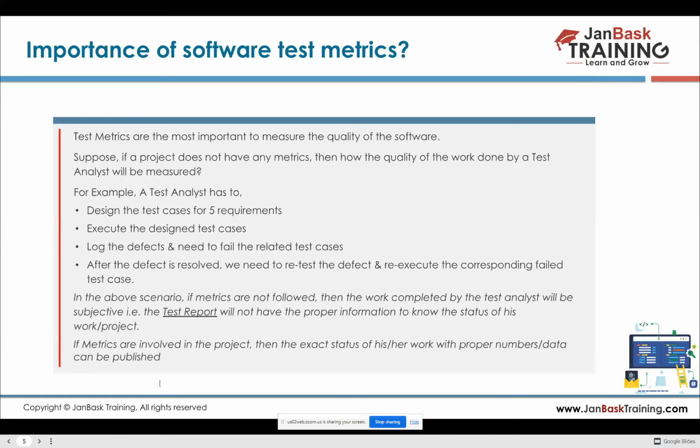So generally, that's why, when you are in the execution phase, the test manager or the test lead will generate this test report on a daily basis, and based on that, this test metrics will be changing on a daily basis as well.